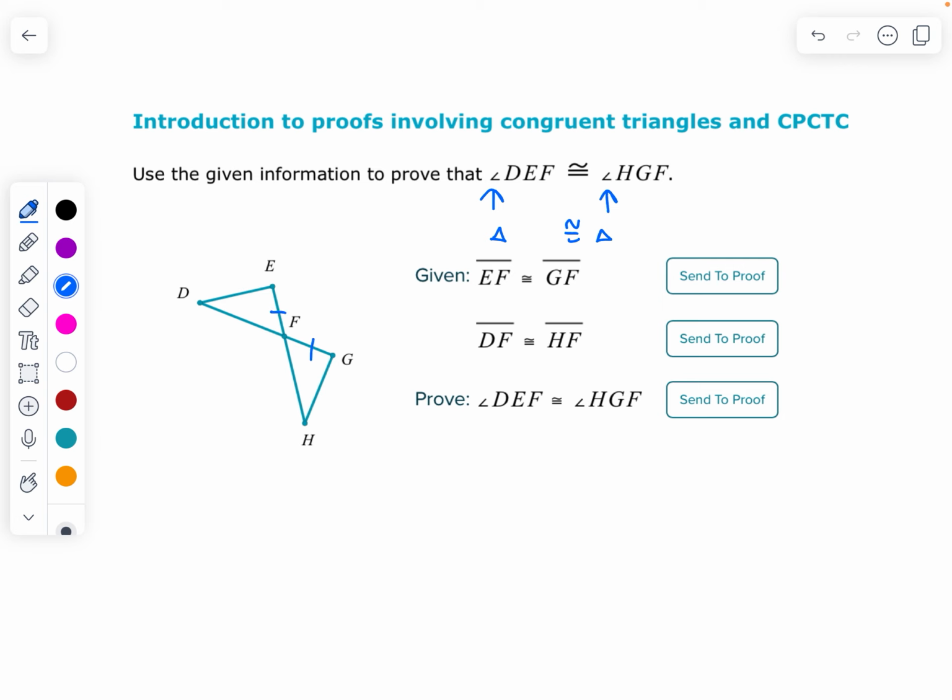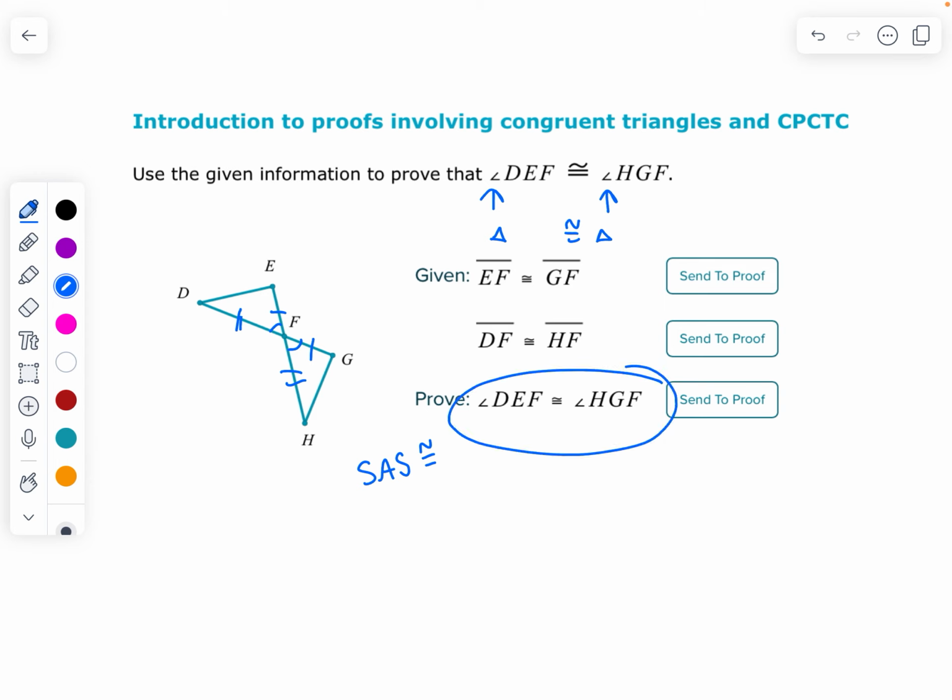EF congruent to GF, DF congruent to HF. That was not my greatest marking, that's okay. Marking my vertical angles. And we can see right off the bat that this is a side angle side congruent triangle. Okay, that was pretty darn easy. But what do they want us to prove?